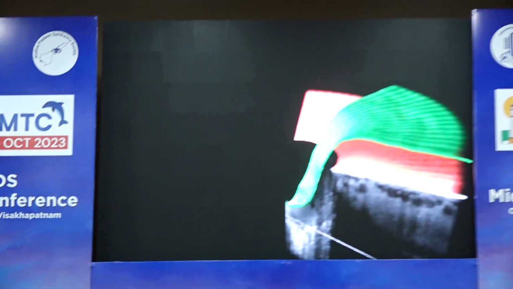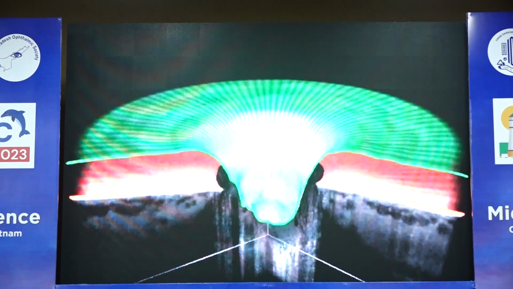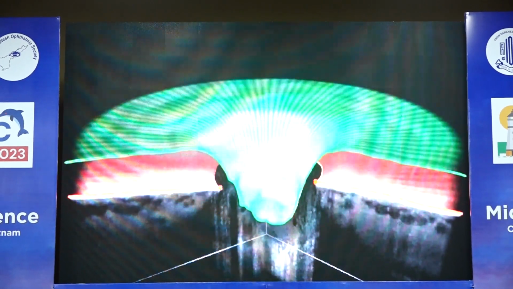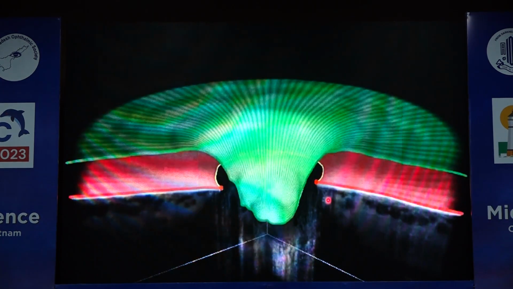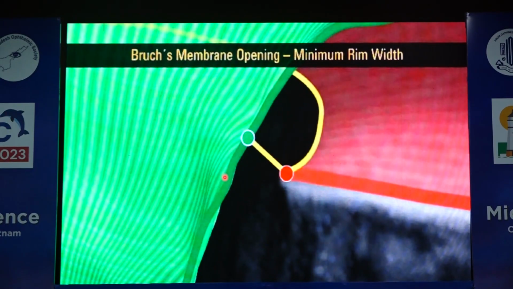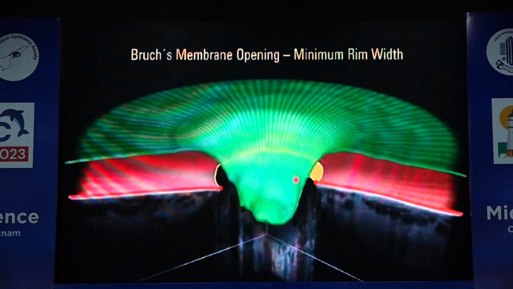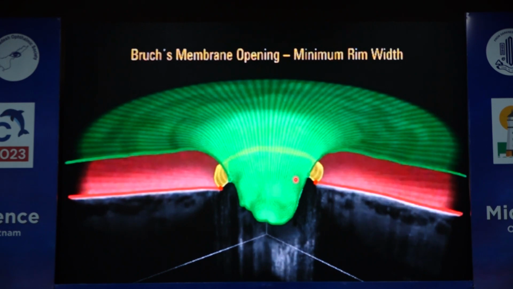So this is a sliced OCT of the optic nerve. You can see that there is a green line, which is the internal limiting membrane, and this is a 3-dimensional slice of the same, and the red is the Bruch's membrane. The red dot is the Bruch's membrane opening, and usually we take the horizontal rim width, that is the distance from here to here. But now we are going to talk about Bruch's membrane opening minimum rim width, that is the smallest distance between the internal limiting membrane and the Bruch's membrane opening.